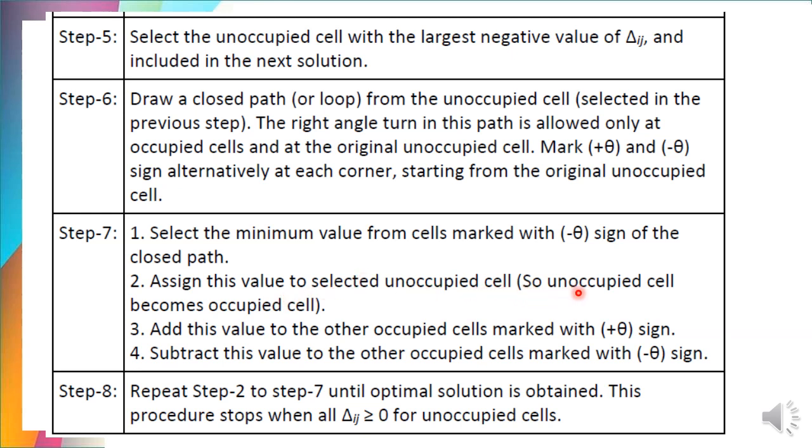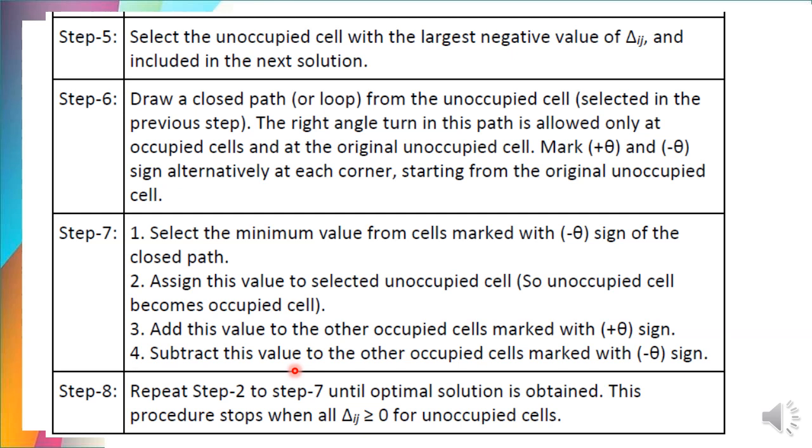So now the unoccupied cell with the largest negative value of delta ij becomes an occupied one. Also add this value to the other occupied cells marked with plus theta sign. Subtract this value from the other occupied cells marked with minus theta sign. Now the alternate, modified solution is got, which will be a better solution than the previous one.